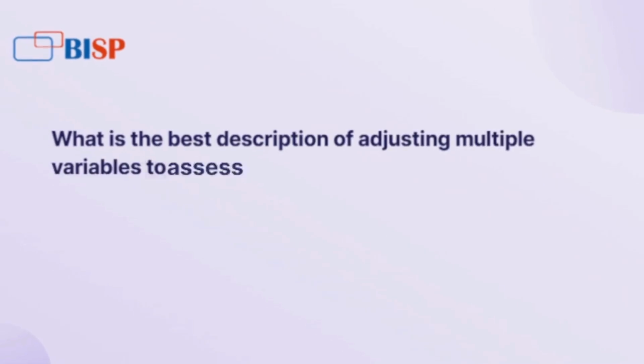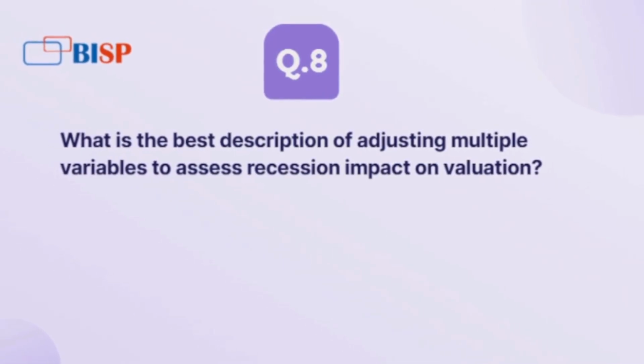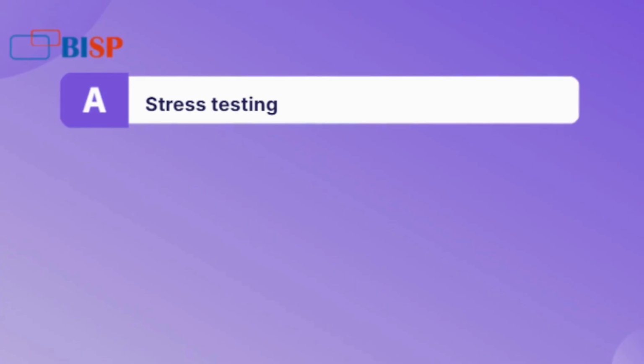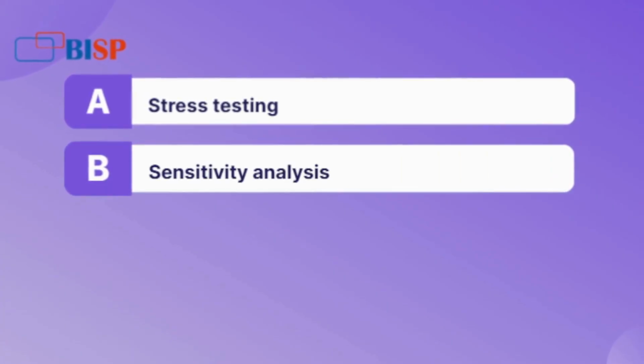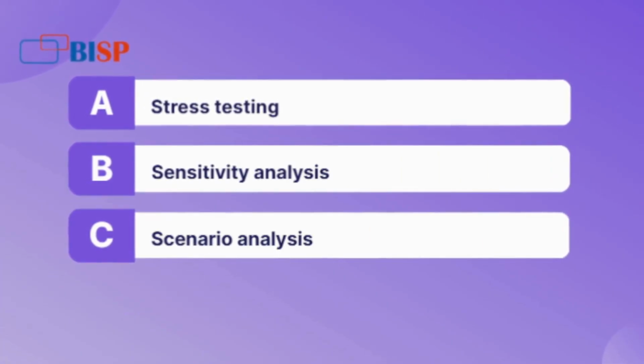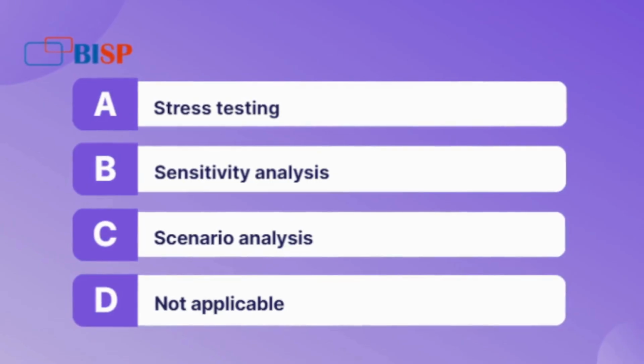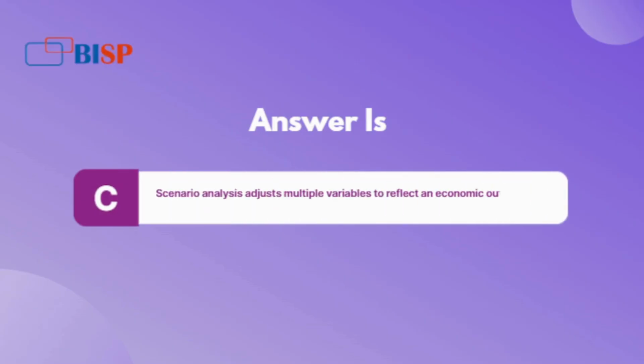What is the best description of adjusting multiple variables to assess recession impact on valuation? A. Stress testing. B. Sensitivity analysis. C. Scenario analysis. D. Not applicable. Answer is C. Scenario analysis adjusts multiple variables to reflect an economic outlook.